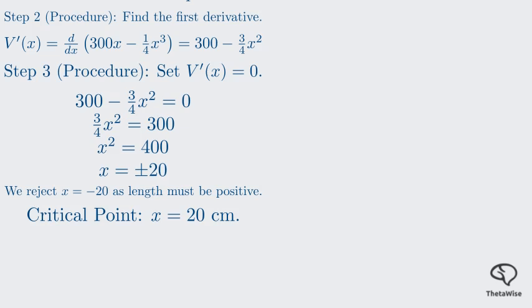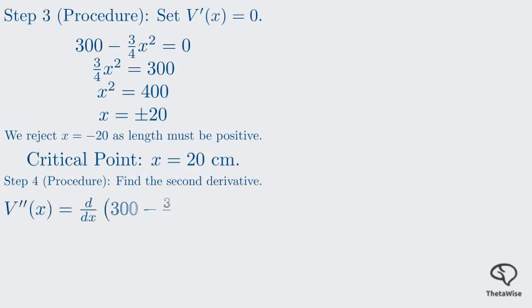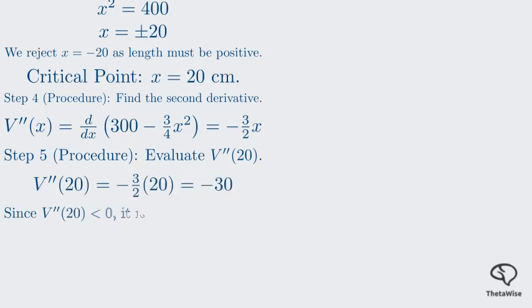We're almost there. Now we need to confirm that x equals 20 is a maximum. For that, we'll use the second derivative test, which is steps 4 and 5 of our procedure. Step 4. Find the second derivative. The derivative of 300 minus 3 over 4 x squared is just negative 3 over 2 x. Finally, step 5. Evaluate the second derivative at our critical point. When x is 20, V double prime of 20 is negative 30.